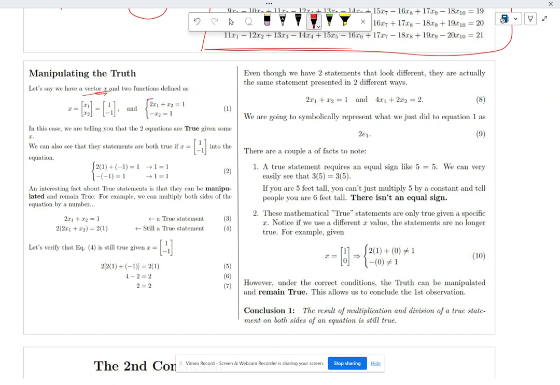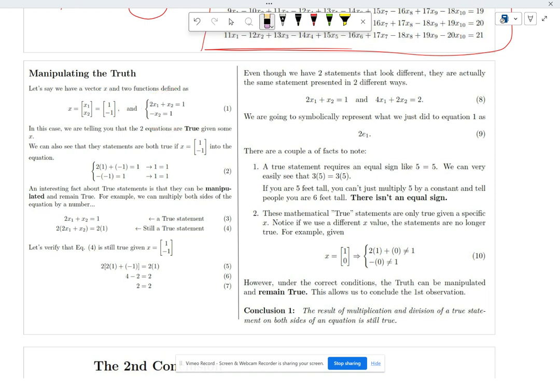We're going to say that each one of these functions, when given to you, you're going to assume that they're true statements. 2x1 plus x2 is equal to 1. That is going to be a true statement. And you're going to assume that this is also a true statement. And you want essentially to find x1 and x2 that makes both statements true.